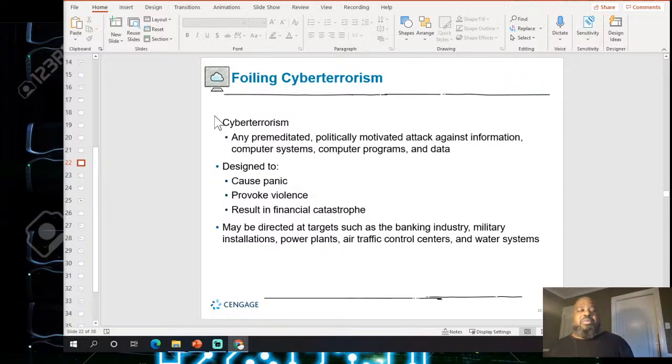So the last three we've probably been hit. The water system in Florida was hit. We know banking's been hit. There were a couple of power plants hit. The only thing I'm not aware of happening so far is the air traffic controllers have not been hit yet, right? So when you're talking cyber terrorism, those are usually nation state attacks, so they're premeditated.